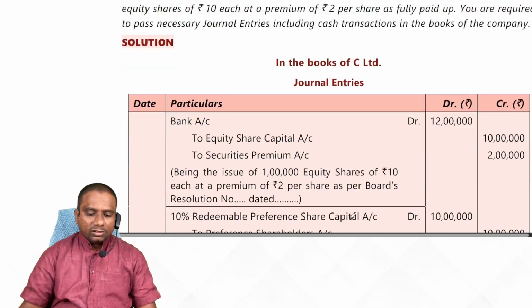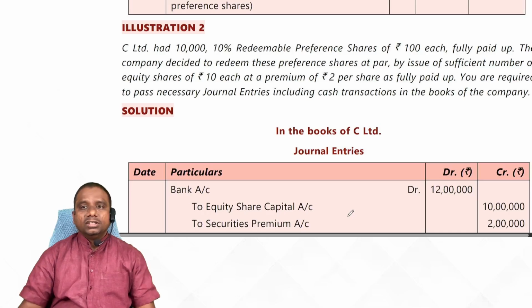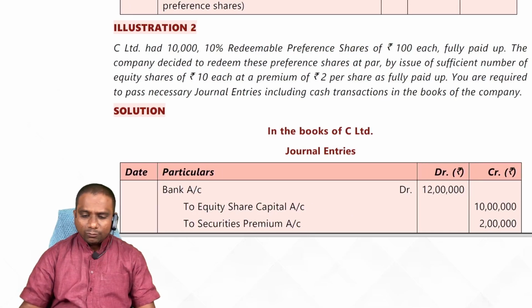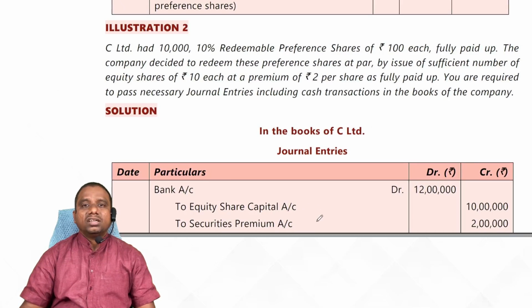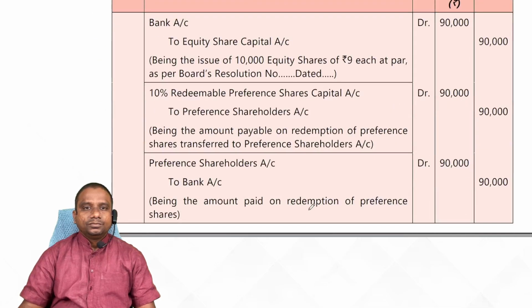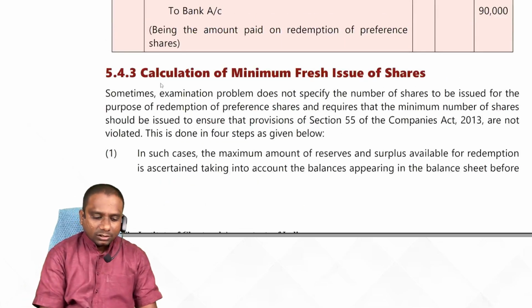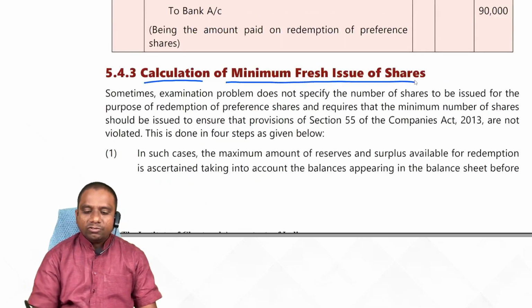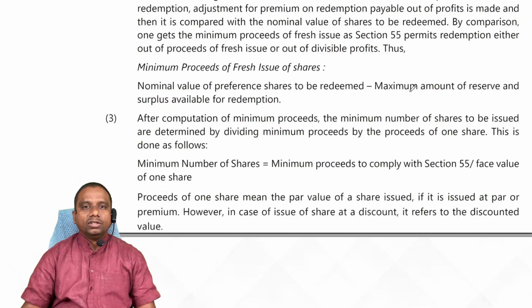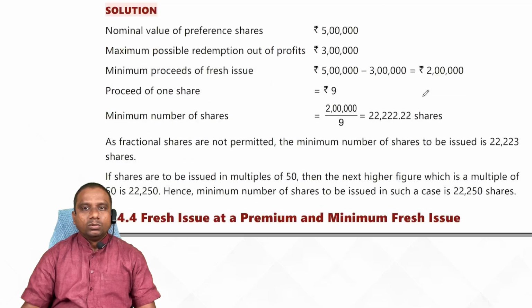Suppose the redemption is out of profits, then how is CRR created? That is a question mark. Look at this concept: calculation of minimum fresh issue of shares. Observe carefully. In this example, I will show you one problem.